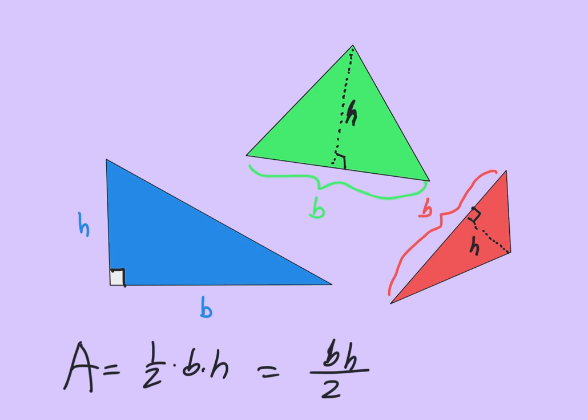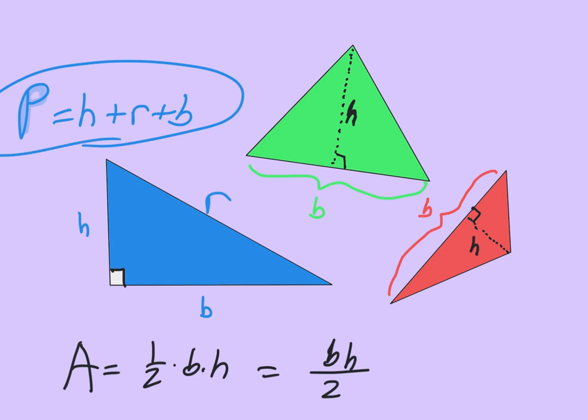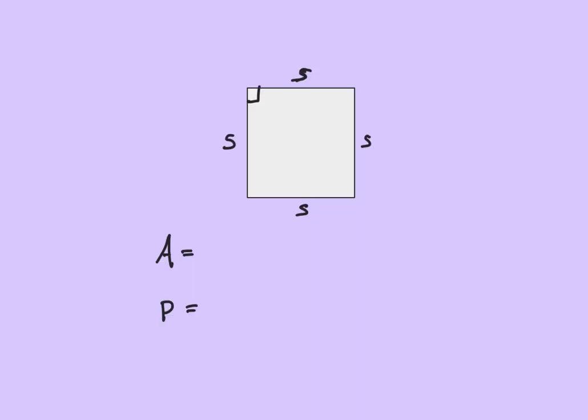If I were to find the perimeter, I would have to know the third side. So let's say this third side over here is R. The perimeter then is the distance around. The perimeter for that triangle, we would use P. P equals H plus R plus B. So perimeter is just the distance around.